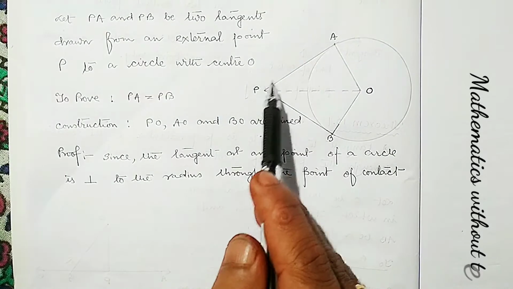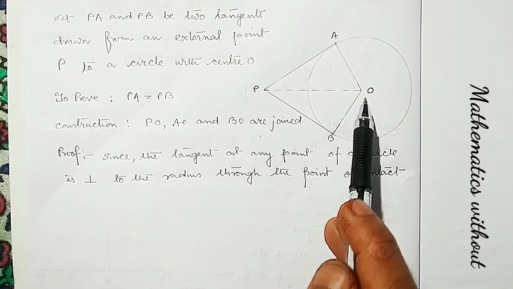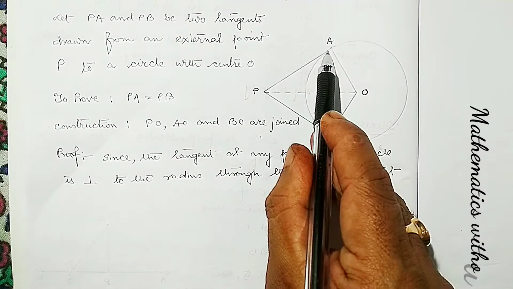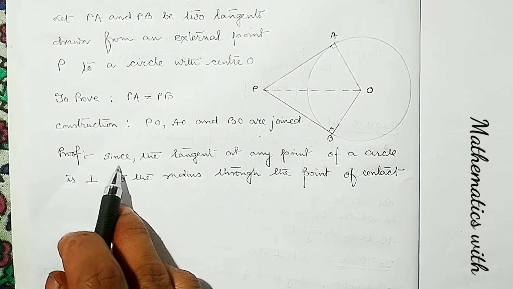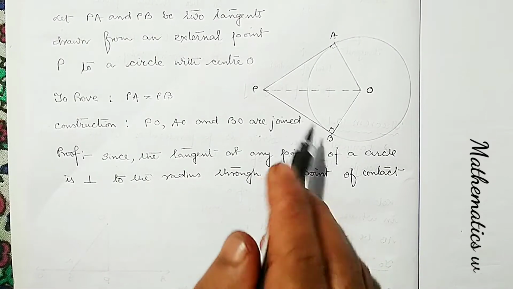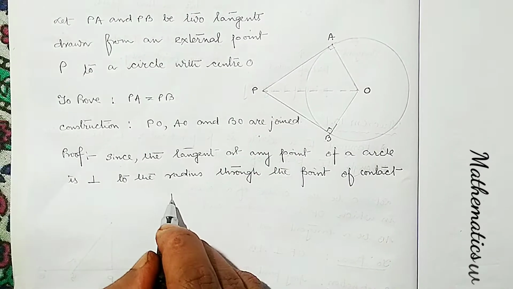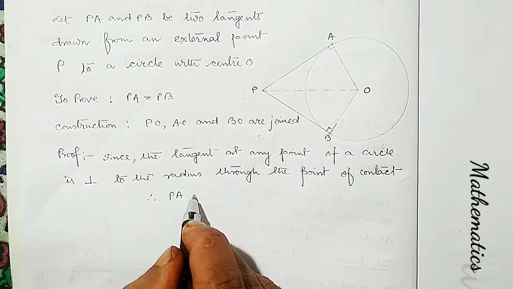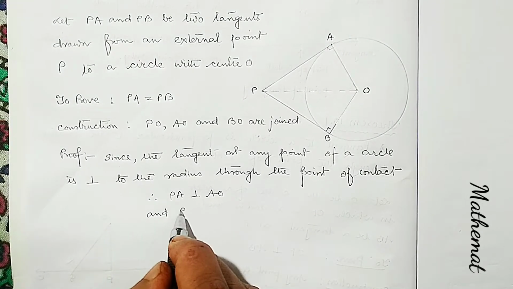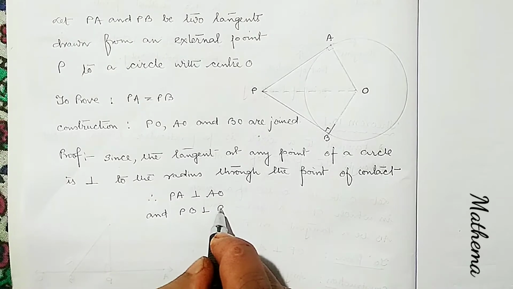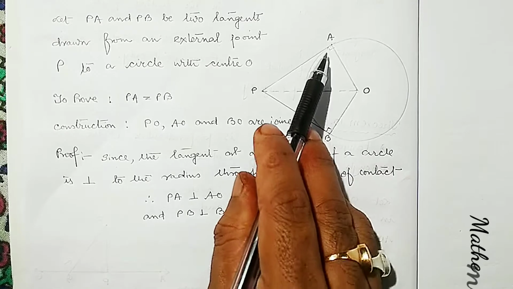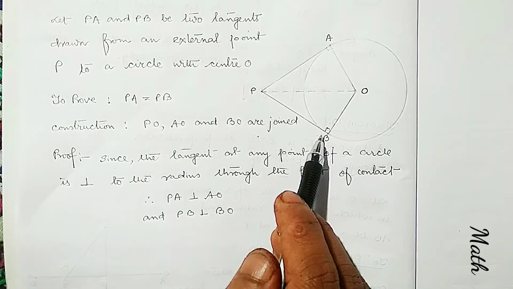So we know this is one tangent, this is another tangent, and these are the radii of the circle. So this angle will be 90 degrees, perpendicular, this one also will be 90 degrees. Clear? So since the tangent at any point of a circle is perpendicular to the radius through the point of contact, we can write PA is perpendicular to AO. Therefore PA perpendicular to AO and PB perpendicular to BO. Clear? These two angles are 90 degrees, as I have explained in the first theorem.